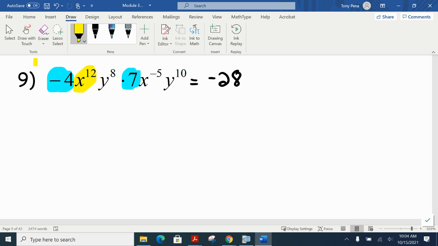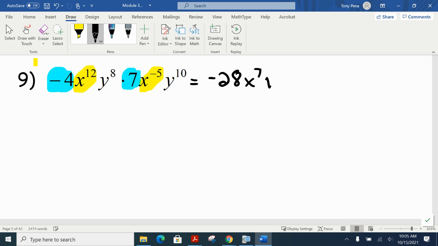Who was here yesterday? I'm trying to remember who was not here. Catherine, you were here yesterday. What do you think, Catherine? X to the 12th times x to the negative 5 would be x to the... good. 12 plus a negative 5 is a positive 7. So again, when we multiply like terms, you're adding their exponents.